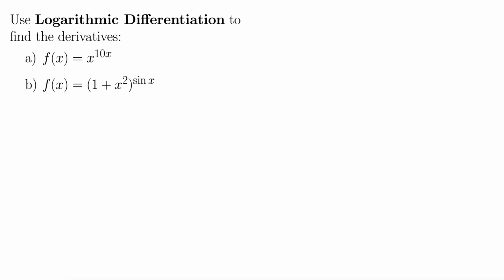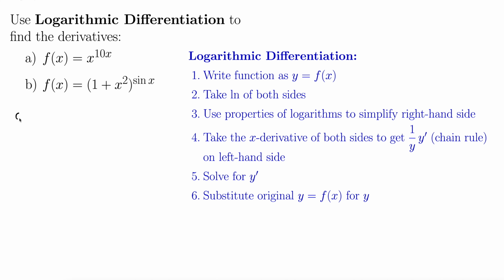Let's bring up the steps to use logarithmic differentiation. So for part A, step 1, we write the function as y instead of f of x. So we just write this as y equals x to the power of 10x. Step 2, take the natural log of both sides. This would actually work with any log. It doesn't have to be natural log. Natural log y equals natural log x to the 10x.